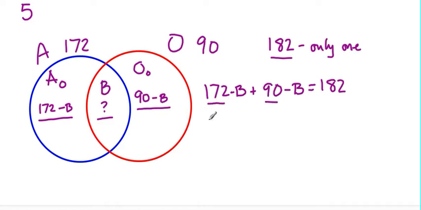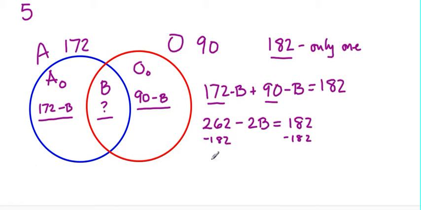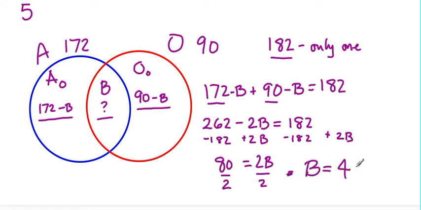Let's combine like terms. 172 and 90 is 262. I have two negative b's, so it's minus 2b is equal to 182. Why don't I subtract 182 from both sides? 262 minus 182 gives me 80. And I'll also add 2b to both sides. Nice algebra, Phil. 2b equals 80. Divide by the coefficient 2, and I get b is equal to 40. There are 40 farmers that grow both apples and oranges in Smallville.